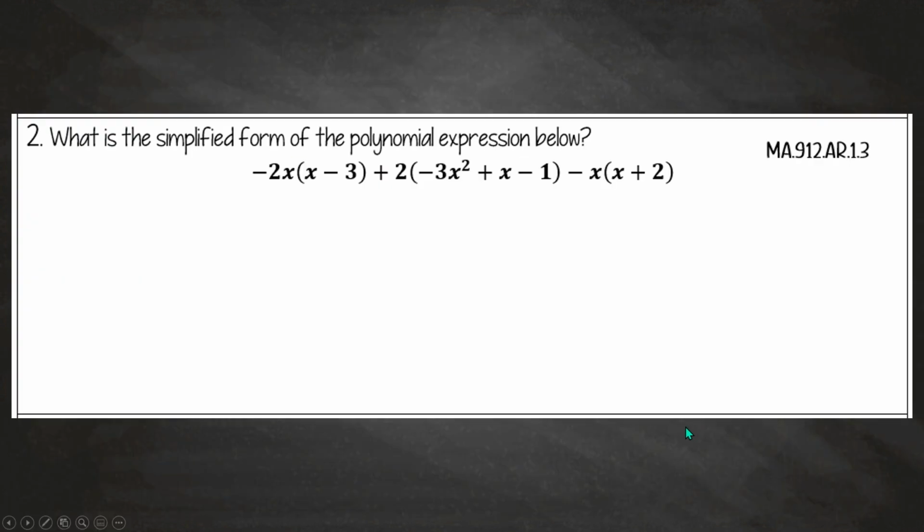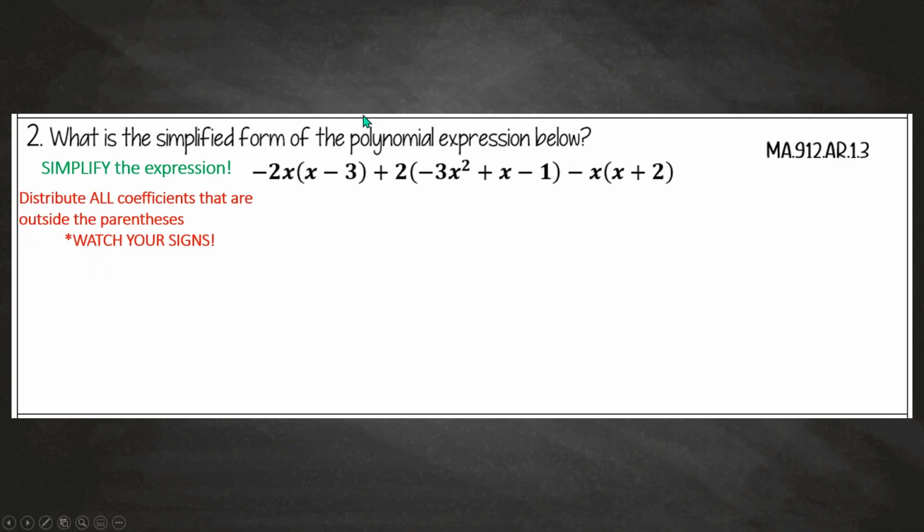Okay, question 2. What is the simplified form of the polynomial expression below? Here we have negative 2x multiplied by x minus 3, plus 2 times negative 3x squared plus x minus 1, minus x times x plus 2. So the first thing we're going to do is simplify the expression. We're going to distribute all the coefficients that are outside the parentheses, and we're going to be careful to watch our signs.